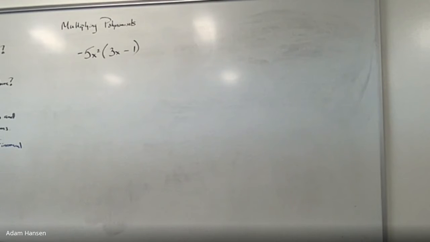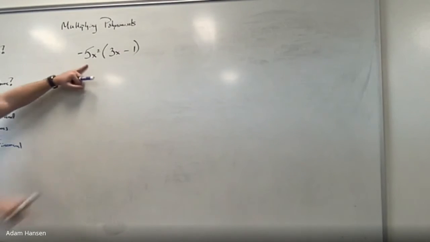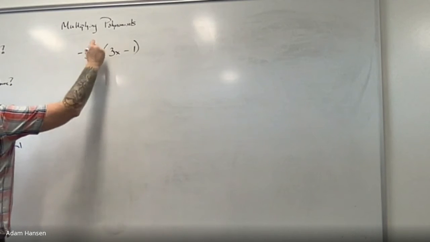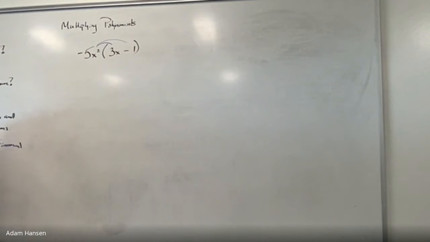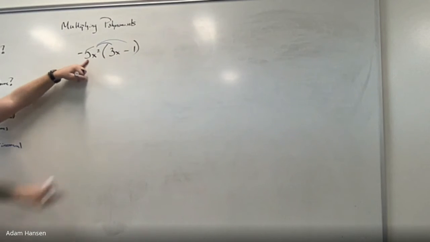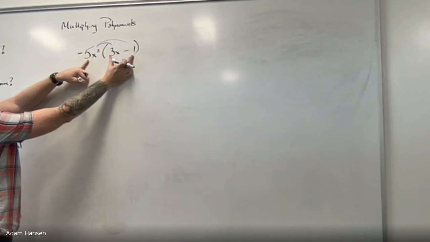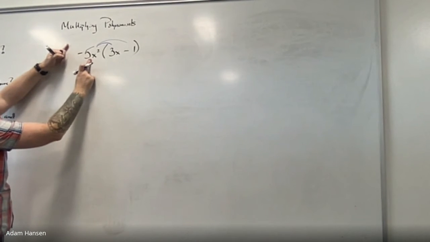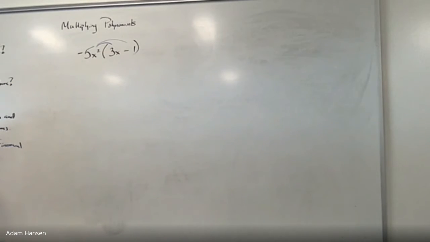When I multiply negative 5x squared times another quantity, have you heard the word distribute? I've got to distribute, multiply negative 5x squared times each of the two pieces that are inside this quantity. Negative 5x squared times the 3x, and negative 5x squared times the negative 1. What's inside the quantity is each getting multiplied with negative 5x squared.